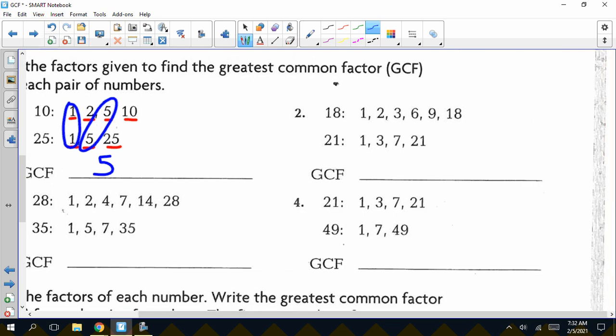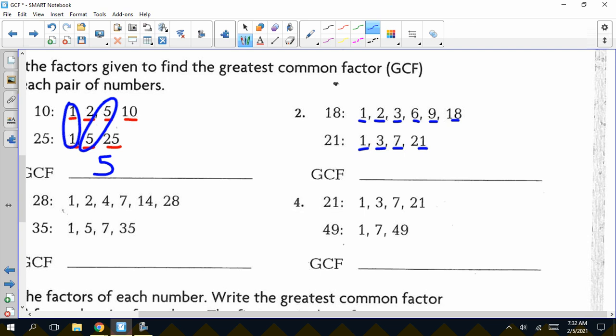Number 2 here, 18 and 21. The factors of 18 are 1 and 18, 2 times 9, and 3 times 6. 4 doesn't work, 5 doesn't work, and 6 is already in our list, so we know that's done. For 21, it's 1 times 21, 2 does not work, 3 times 7, 4, 5, and 6 don't work, and 7's in our list, so we're done.